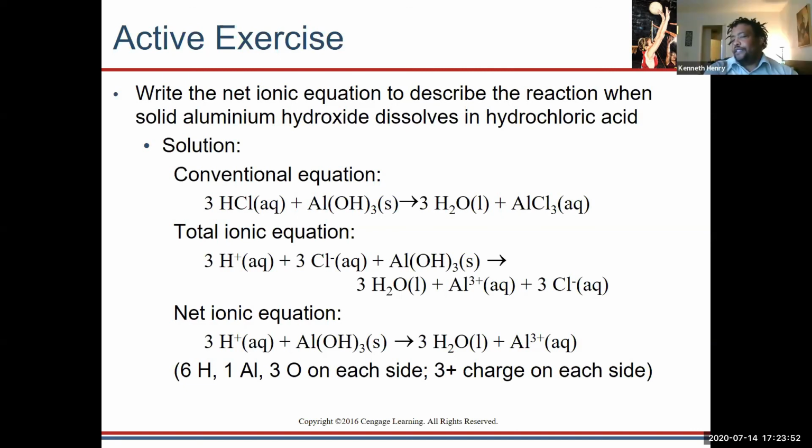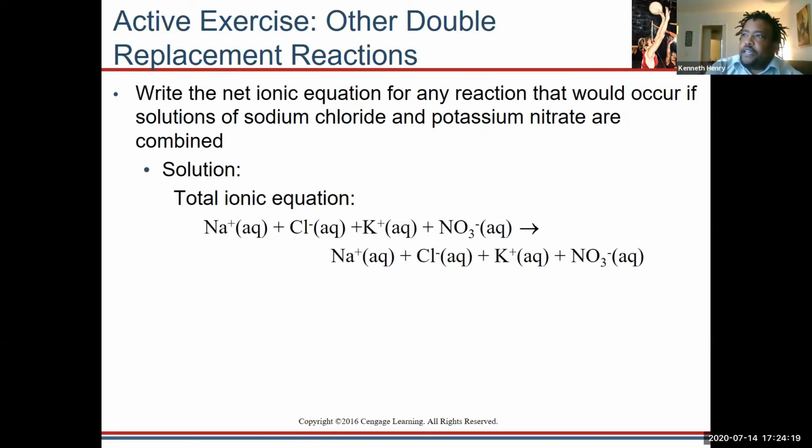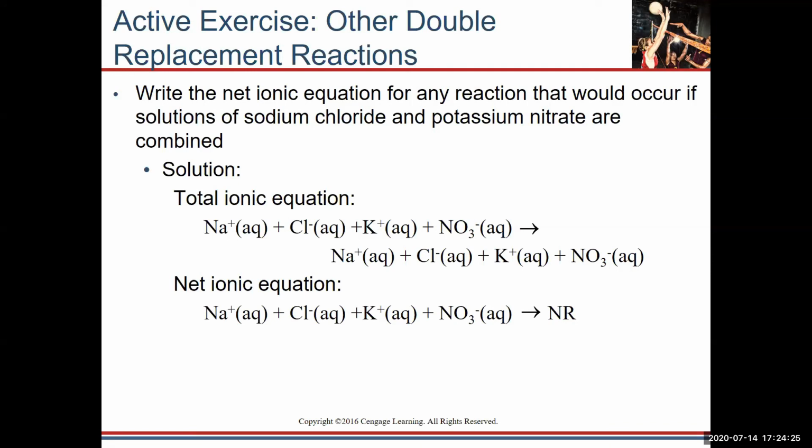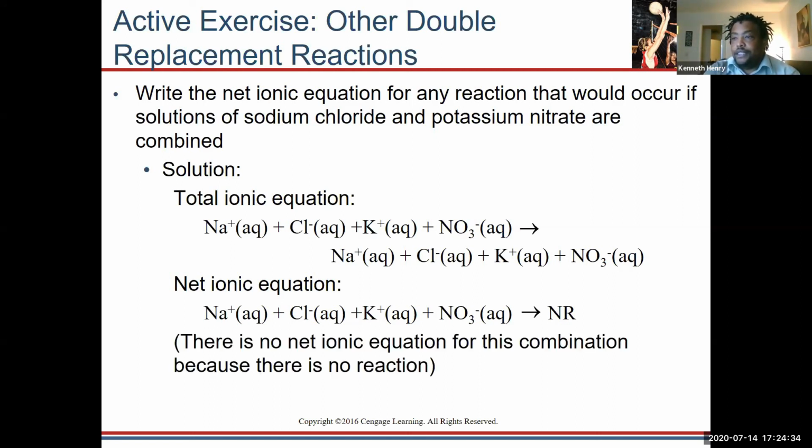Can I move forward or should I slow down a little bit? Okay, that means I'm moving forward. So we've already done this one, the one with the sodium chloride and the potassium nitrate, where everything's in ion form. And so we won't get a reaction at all. So we put NR for no reaction. Questions, concerns?